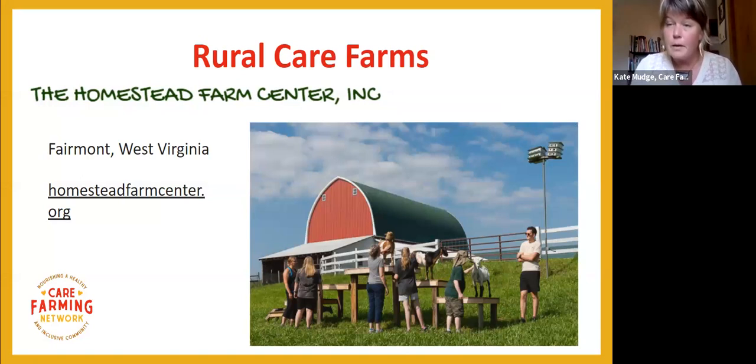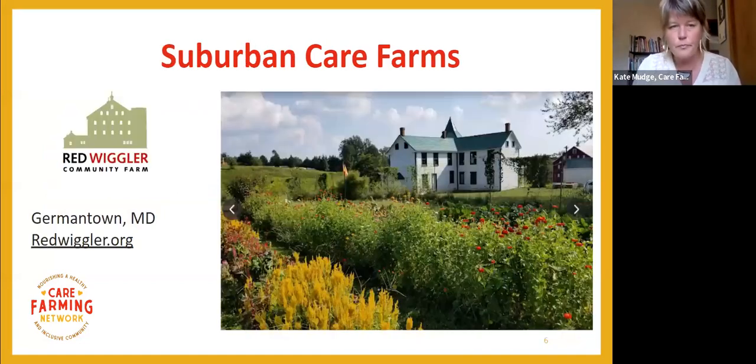If you visit our map, you can actually see just how many care farms there are out there. We have a map that lists the location of the more than 200 care farms we've identified in the United States so far. Then we also have examples of suburban care farms. One example here is Red Wiggler Community Farm, located in Germantown, Maryland, offering a farm setting, not quite rural, not quite urban.